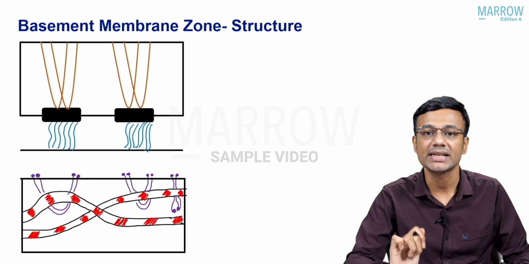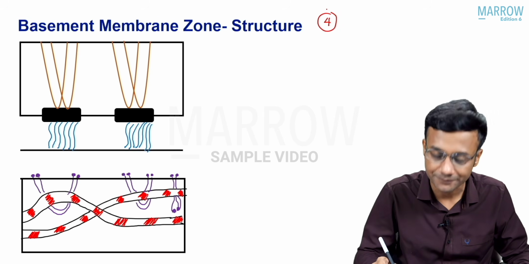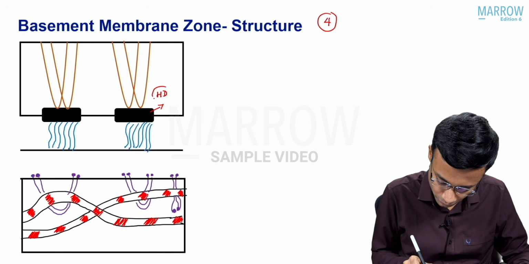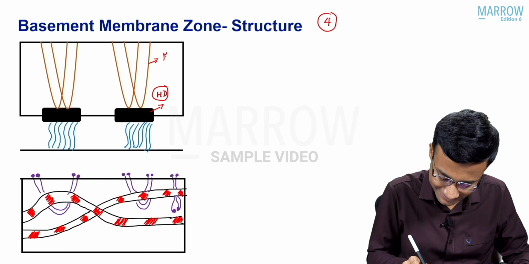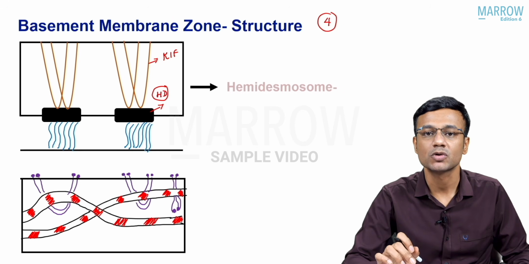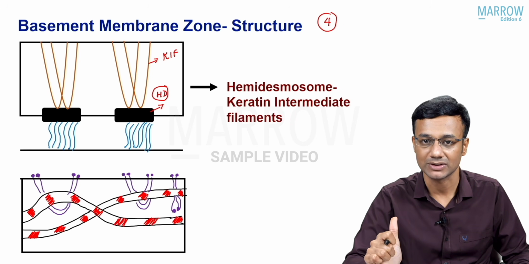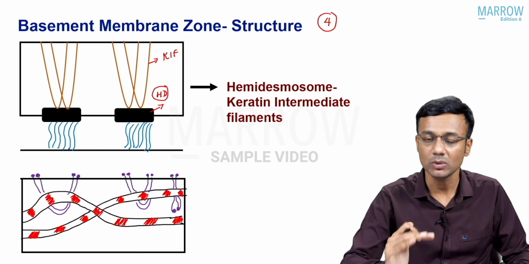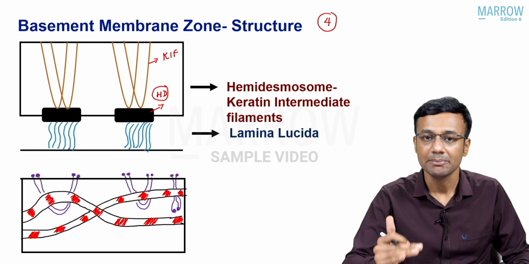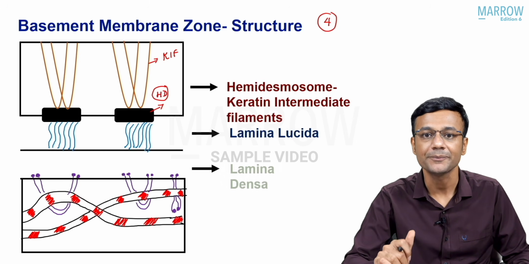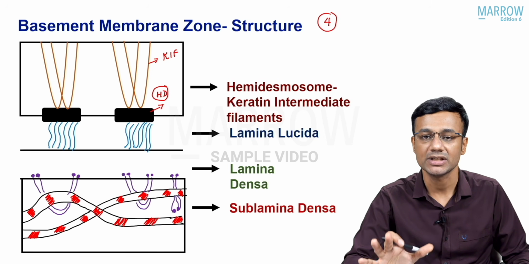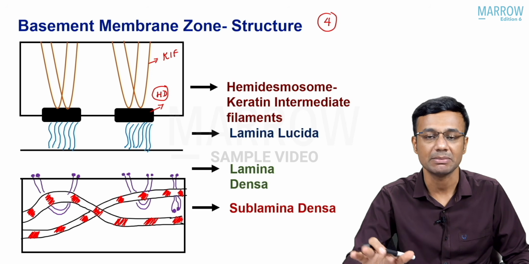The basement membrane zone is composed of 4 important parts. The first part is this particular structure, which is called hemidesmosomes, and this structure known as keratin intermediate filaments. So the first zone of the basement membrane zone is the hemidesmosomes keratin intermediate filament complex. Number 2 is the zone below this, called lamina lucida. Below lamina lucida we have lamina densa, and below lamina densa the area which is referred to as sublamina densa. So these are the 4 important zones of the basement membrane zone.